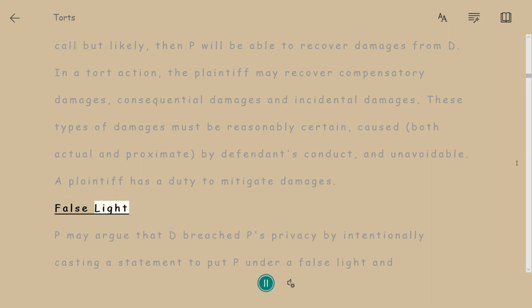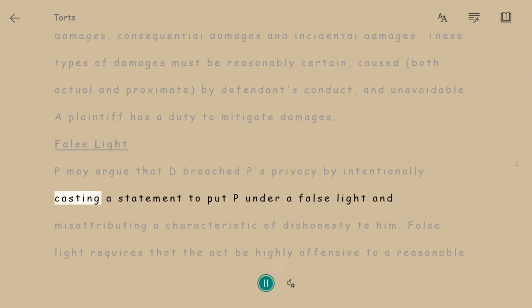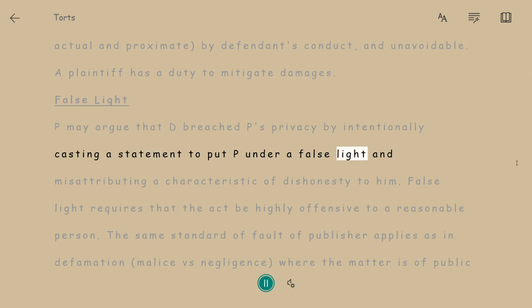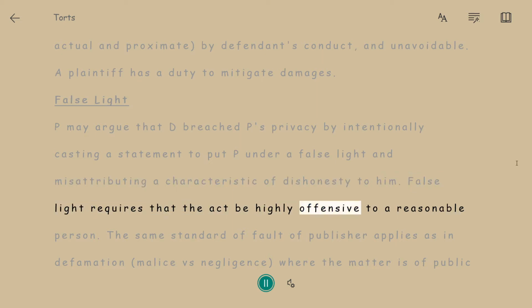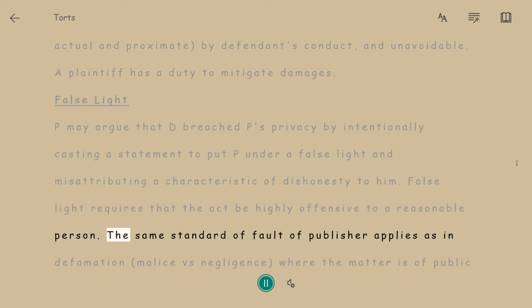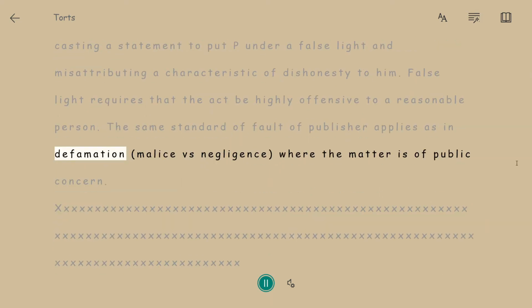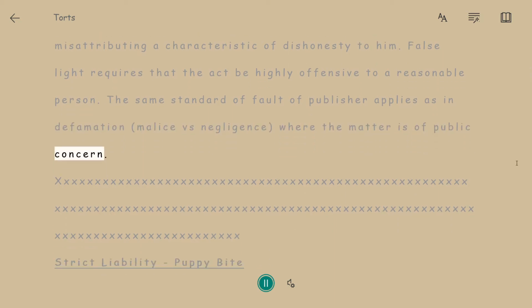False light. P may argue that D breached P's privacy by intentionally casting a statement to put P under a false light and misattributing a characteristic of dishonesty to him. False light requires that the act be highly offensive to a reasonable person. The same standard of fault of publisher applies as in defamation. Defamation, malice versus negligence, where the matter is of public concern.